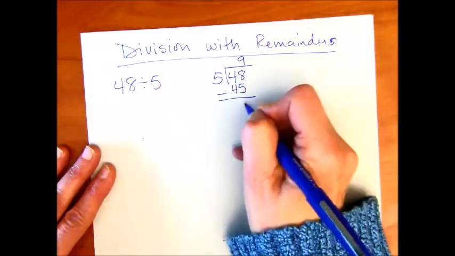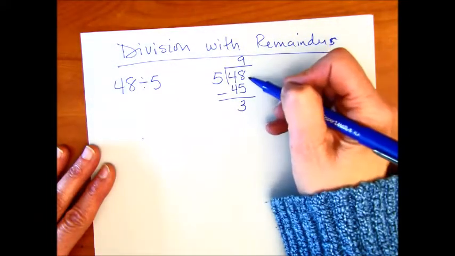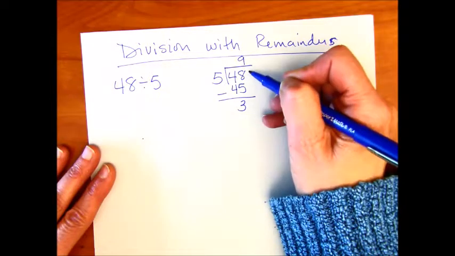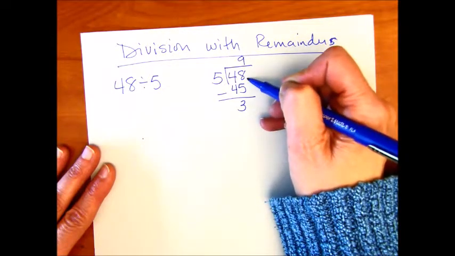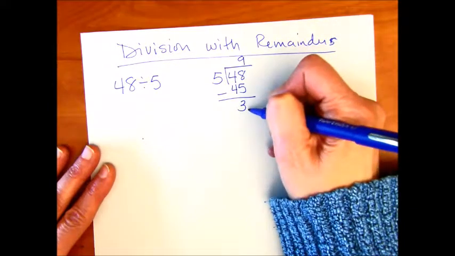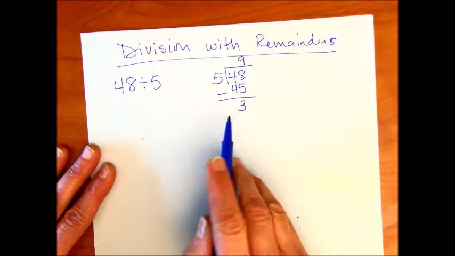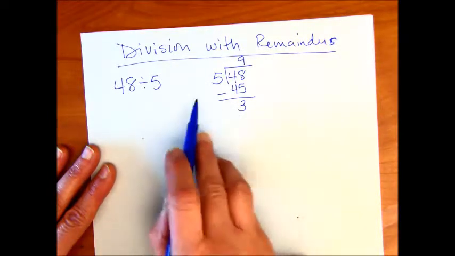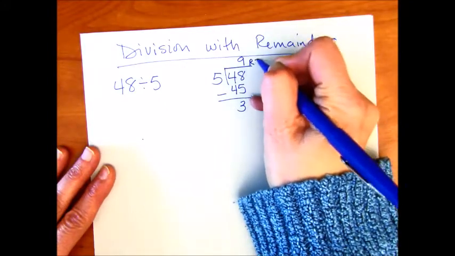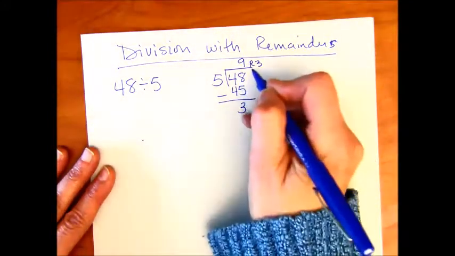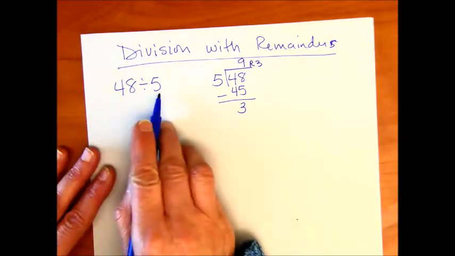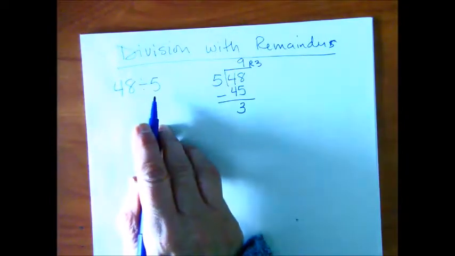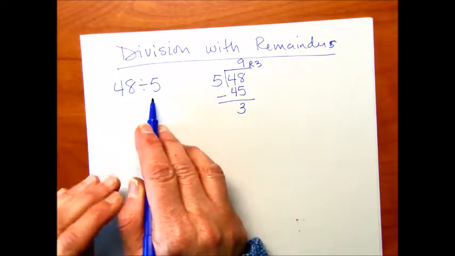8 minus 5 is 3. And notice that there are no other digits after the 8, so I'm done. Okay, I'm not going to be bringing down a 0. This is the last digit. So this means this is my remaining piece, and I need to ask myself, does 5 go into 3? It does not. This is smaller than 5, so this 3 will be my remaining amount. Okay, so if I were to divide 48 into 5 groups, each group would get at least 9 pieces, but then off to the side there's going to be 3 leftovers.